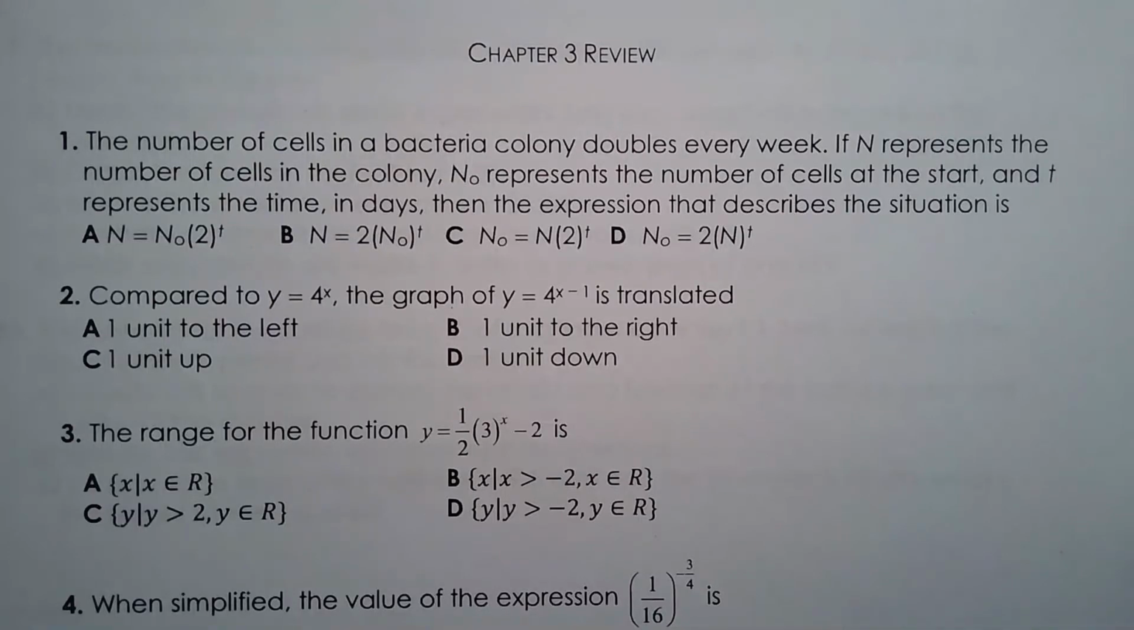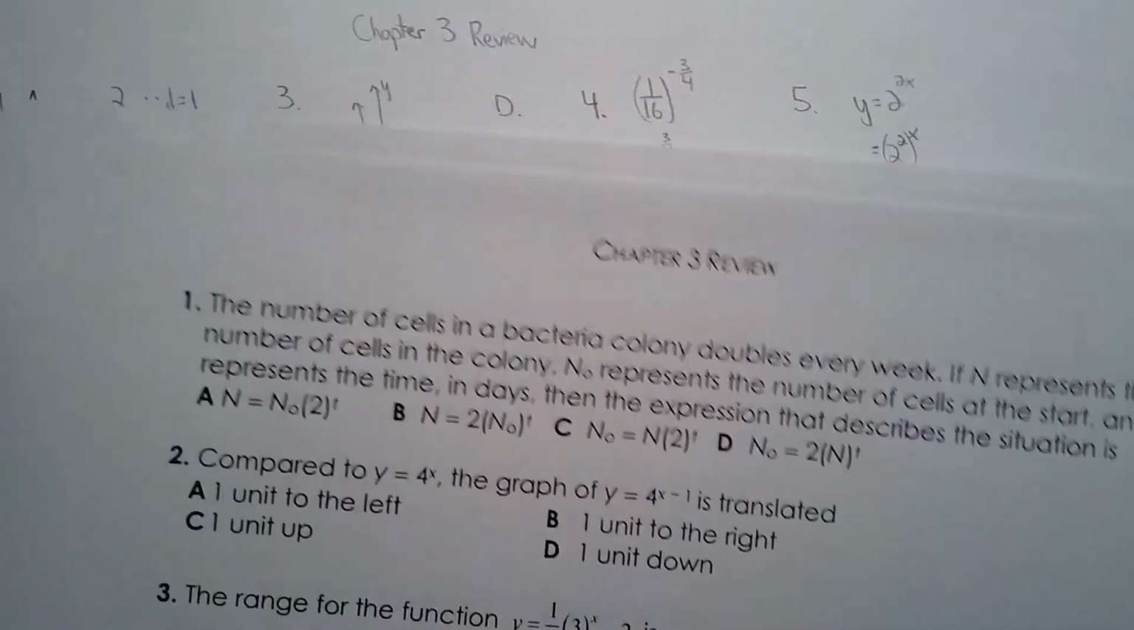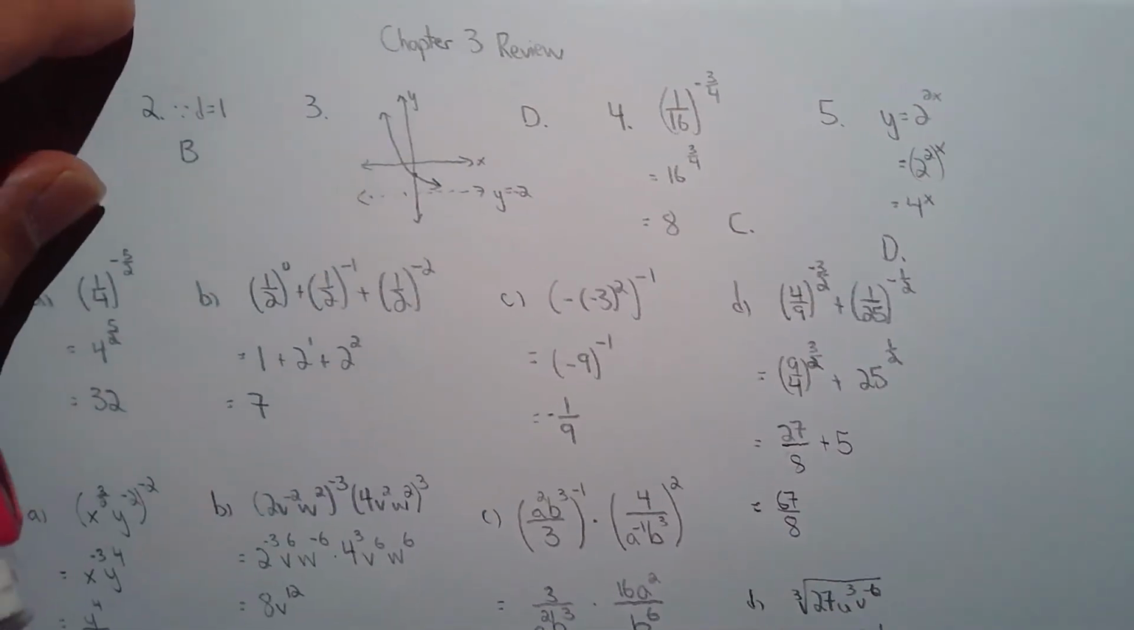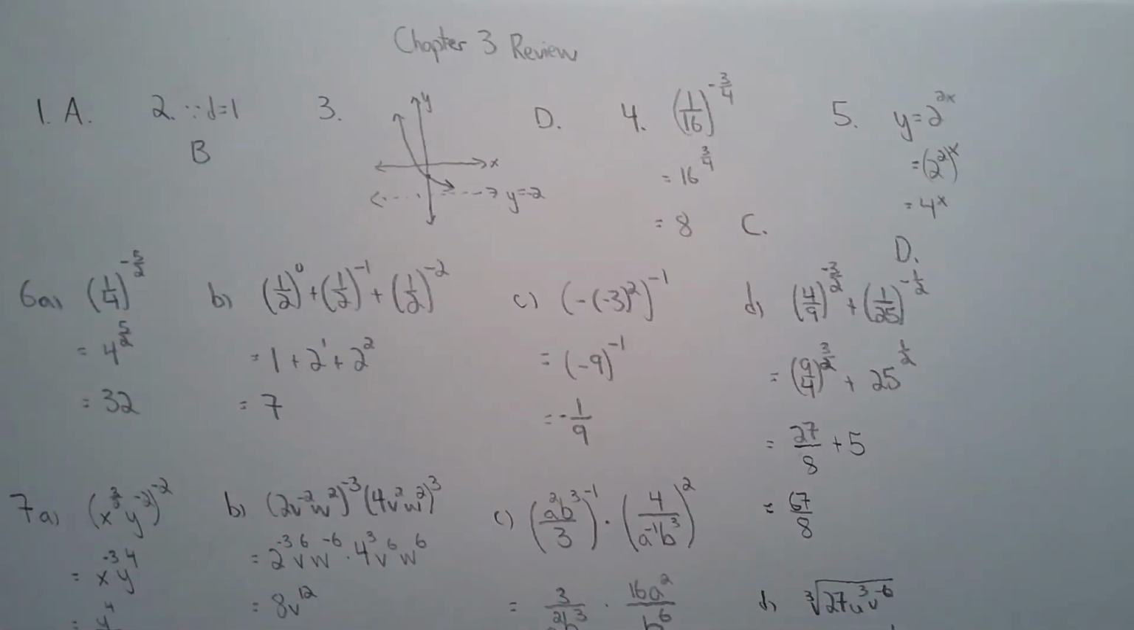In this video, we'll take up the Chapter 3 review. So for the first question, we're just looking at which one represents the situation, and since you have an original population and you are doubling every week, the base of the power is 2. So the choice is A.